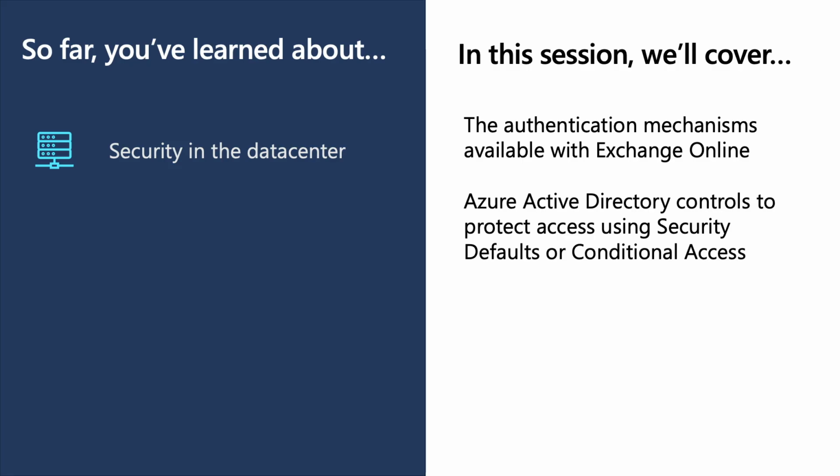My hope is by the end of this session, you'll understand what the different types of authentication mechanisms there are to authenticate against Exchange Online and how to protect them. And then finally, we're going to dive deeply into Azure Active Directory to understand what mechanisms Azure Active Directory provides, namely security defaults and conditional access.